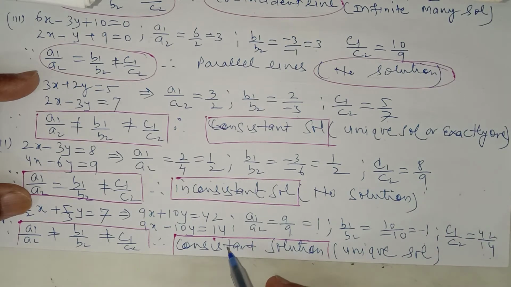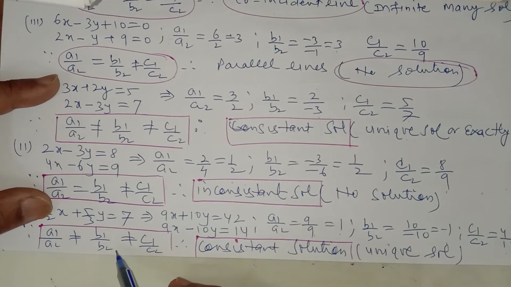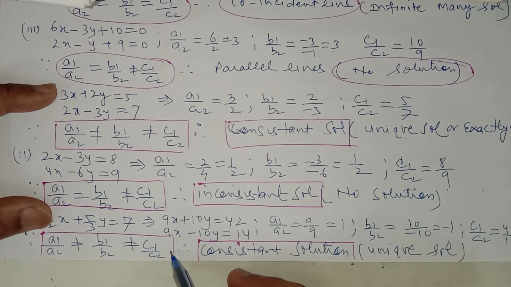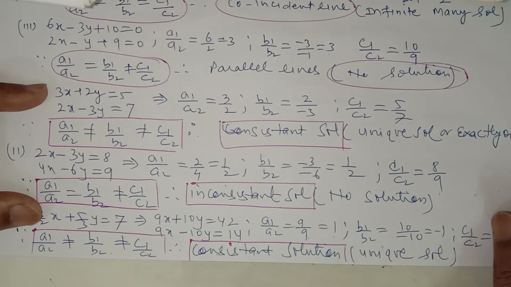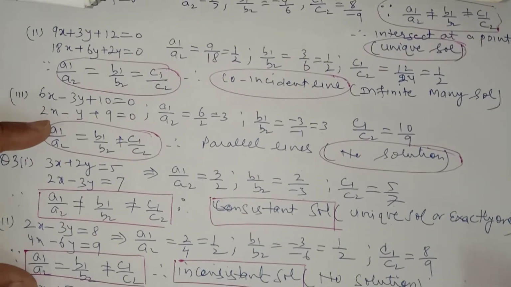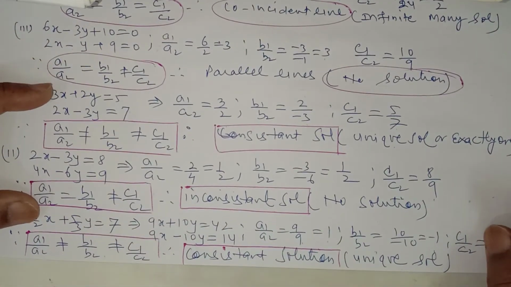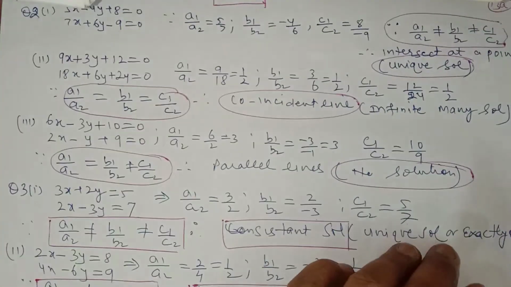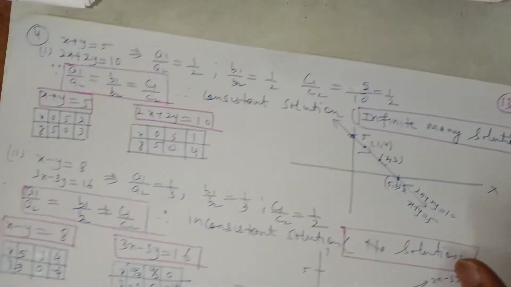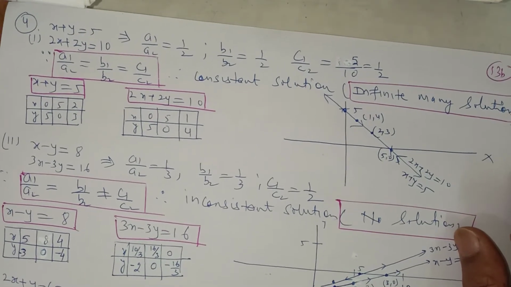So because a1 upon a2 is not equal to b1 upon b2 is not equal to c1 upon c2, it will have a consistent solution, or we can say that it is a unique solution, or we can say that it is exactly one solution, or we can say that the two lines will intersect at only one point.